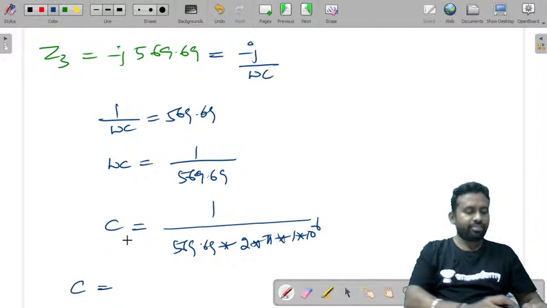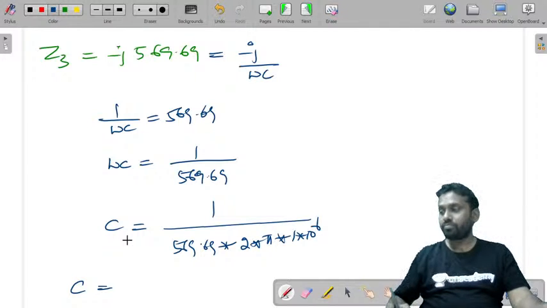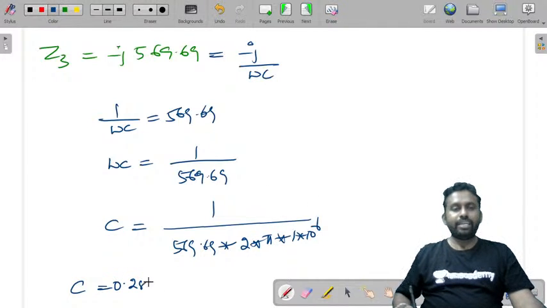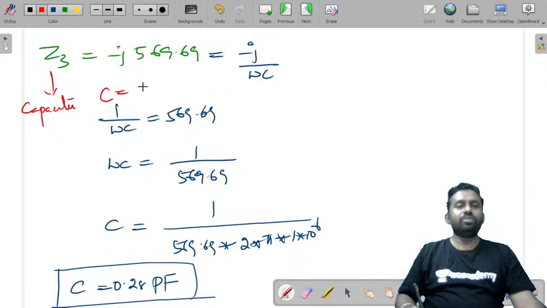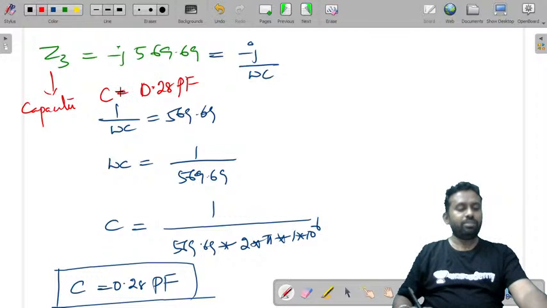569.69 into 2 into pi into 1, so 3577.6. 3577.6 will give you 0.28 picofarad value. So we got Z3 is a capacitor with C is equal to 0.28 picofarad, 0.279 actually, that is 0.28 picofarad.